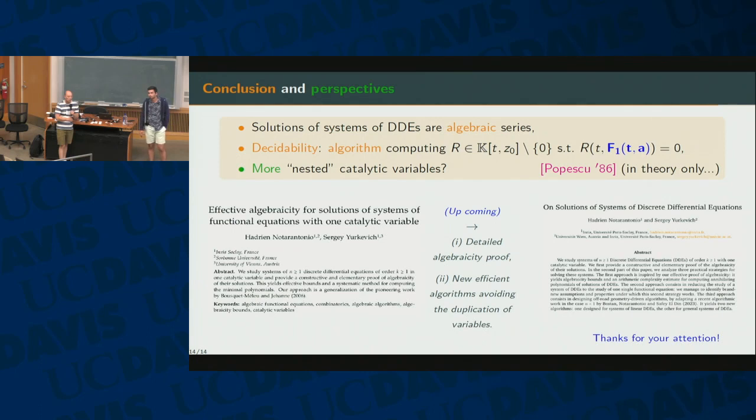Other questions? Est-ce que les fonctions f, elles sont, au final, est-ce que ça montre qu'ils sont différentiablement finis? Okay, so the question is, does the algebraicity imply the fact that the series are D-finite or holonomic? And indeed, it is the case. It is always the case. Algebraic functions are D-finite functions.